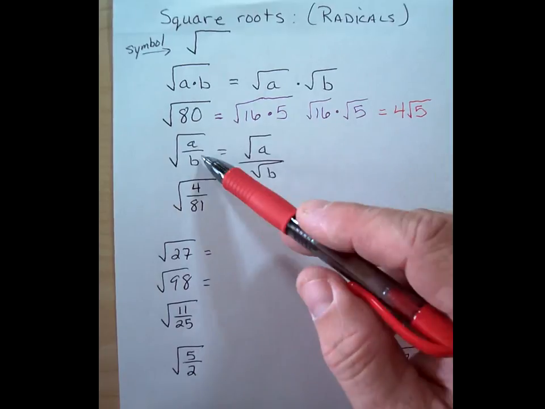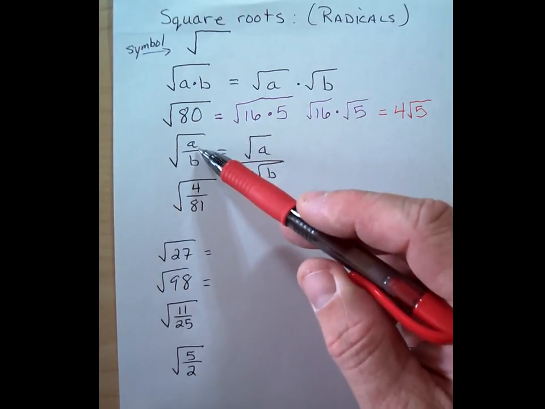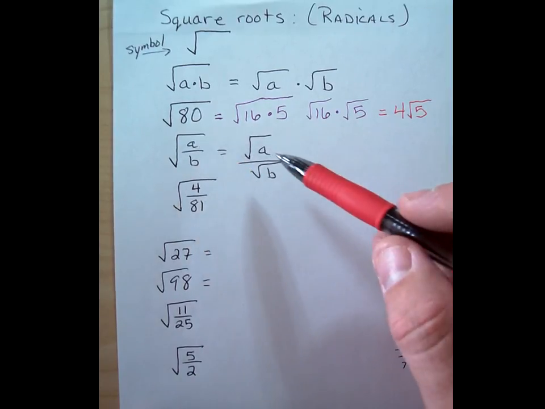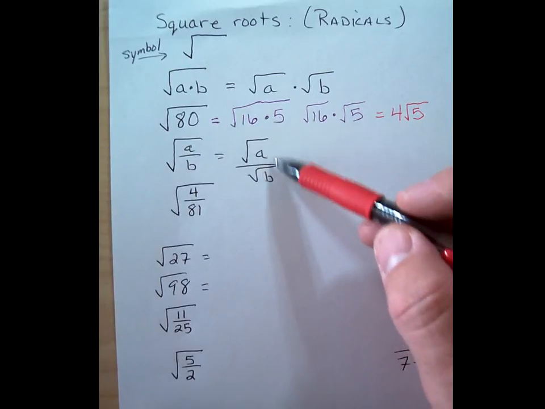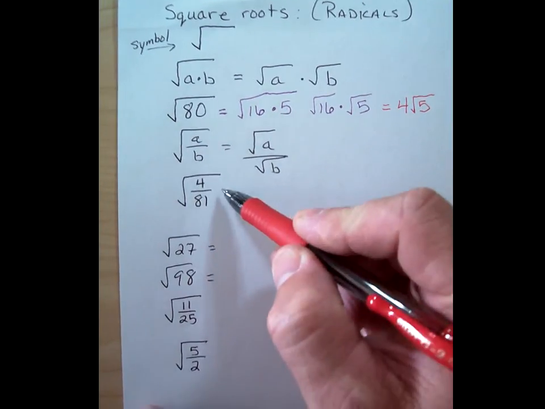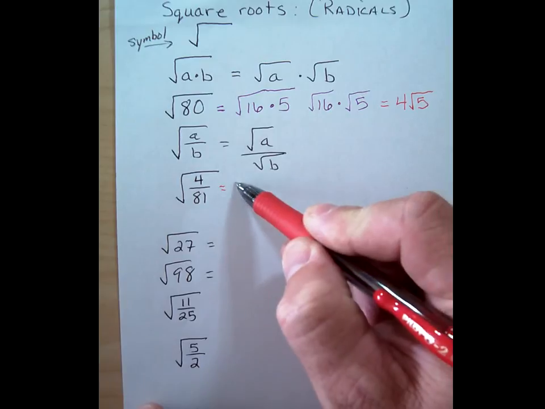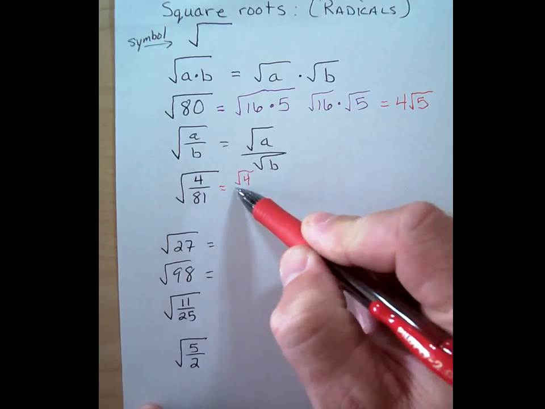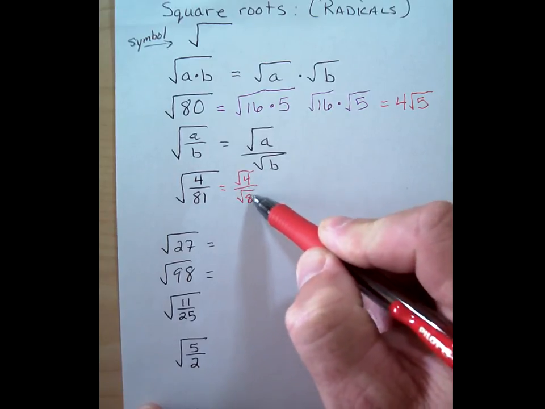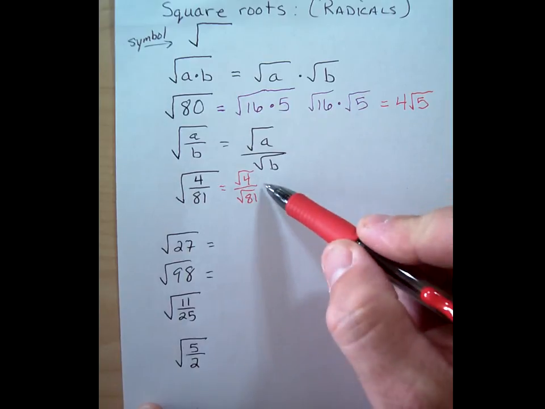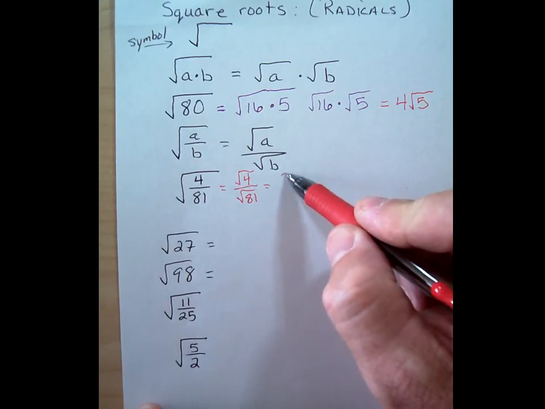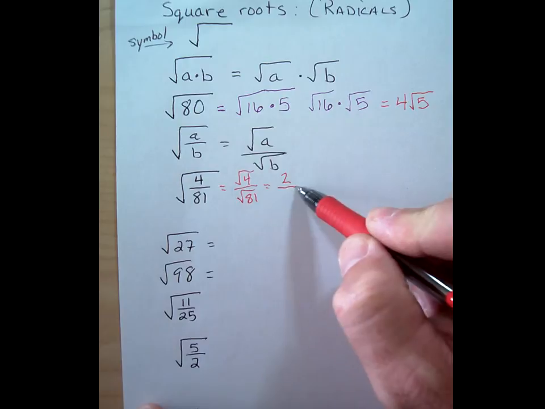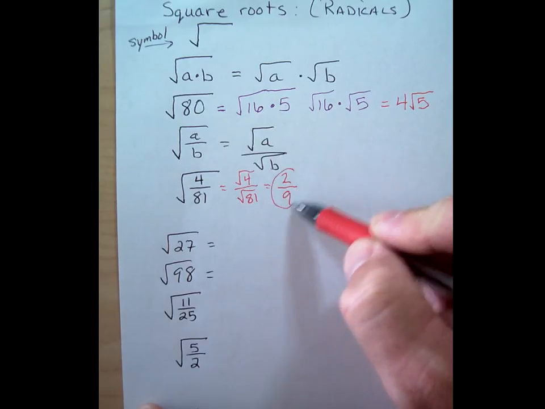This also works with division. If you have two numbers inside of one radical dividing, we can break them up into two separate radicals. For example, 4 and 81. I can break this up into the square root of 4 over the square root of 81. Perfect? Yes. Let's show you off. Perfect? Yes. Let's show you off. There it is.